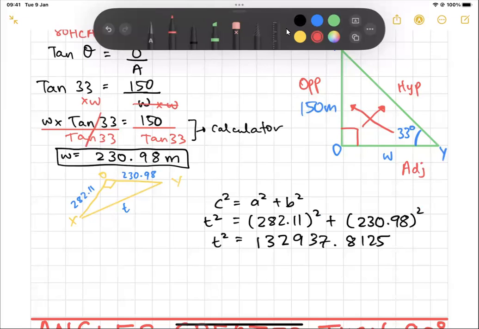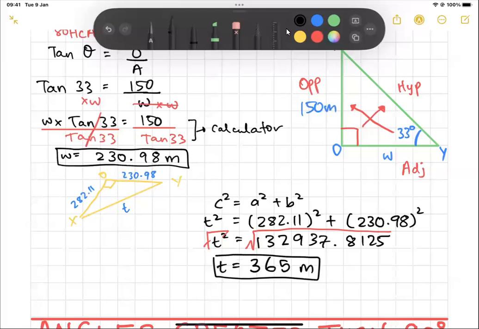How do I get rid of the squared? I square root both sides. These will cancel out. Then what you will get, T equals the square root, put into a calculator, should be 365 meters. So that is what my XY equals.